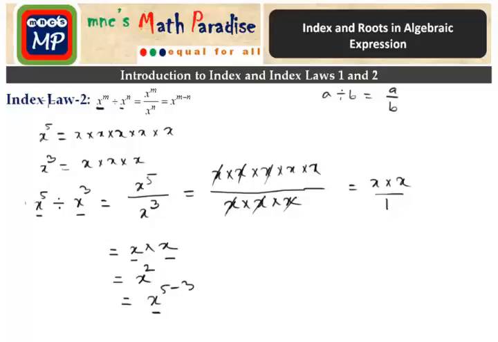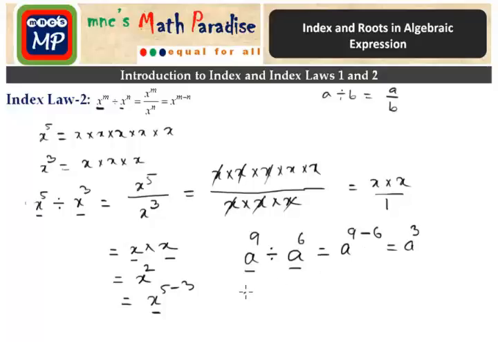In index law 1 we saw that when two index form terms with the same base are multiplied, the base remains the same and the powers are added. And here for division we can see that the power is just subtracted. So for example, if we have a to the power 9 divided by a to the power 6, we can readily write that since the base is the same, their power will be subtracted. So 9 minus 6, that means a to the power 3.